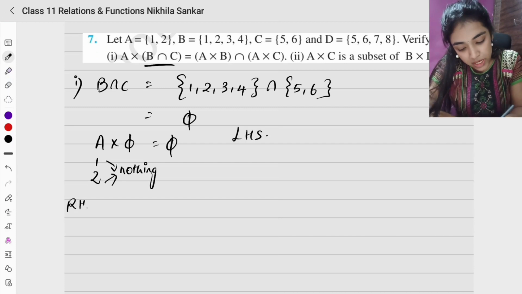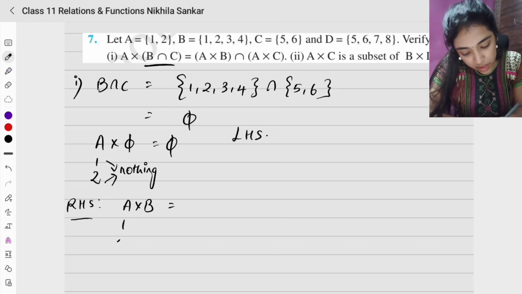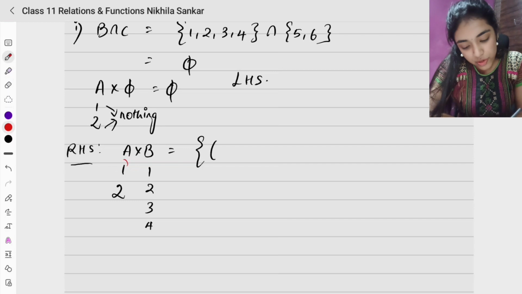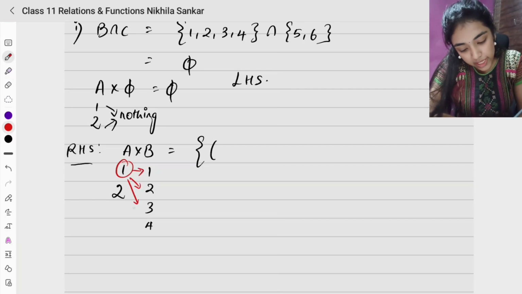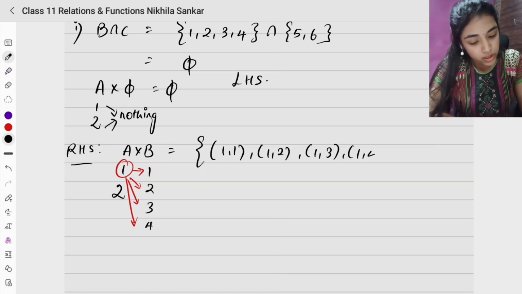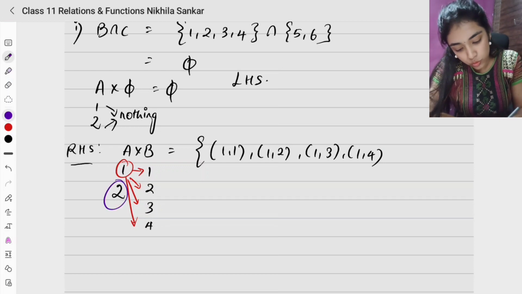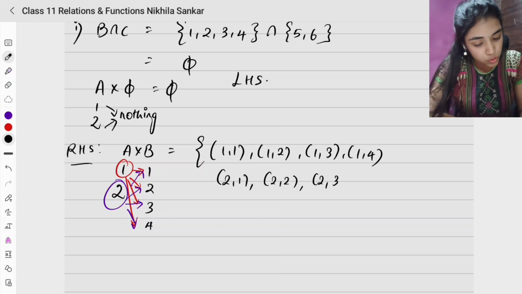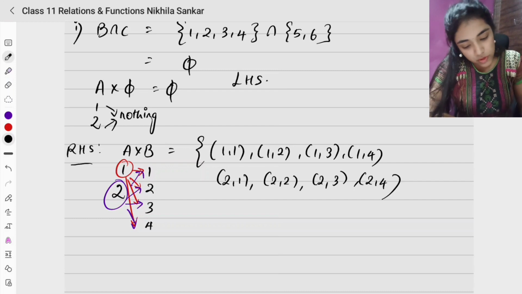Now let's do the RHS. What is my RHS? I need to find A cross B first. In A I have 1, 2, and in B I have 1, 2, 3 and 4. It is going to be the set of all ordered pairs. I'm going to take 1 and cross it with all the elements in B, so I'll have (1,1), (1,2), (1,3), (1,4). Now I'm going to take 2 and cross it with all the elements in B, so I'll have (2,1), (2,2), (2,3), (2,4). So this is A cross B.